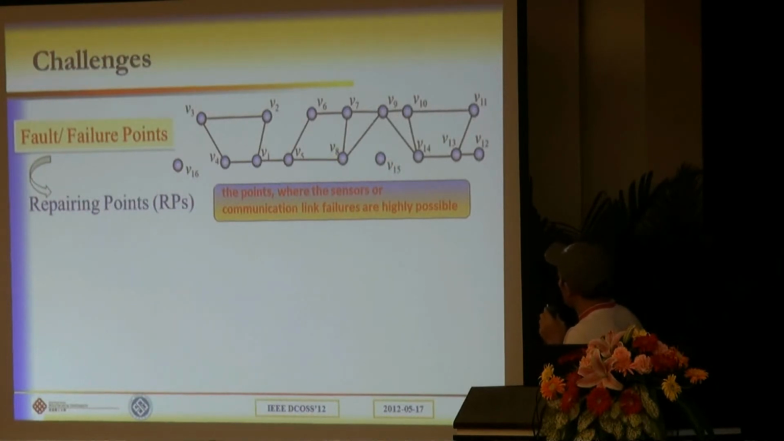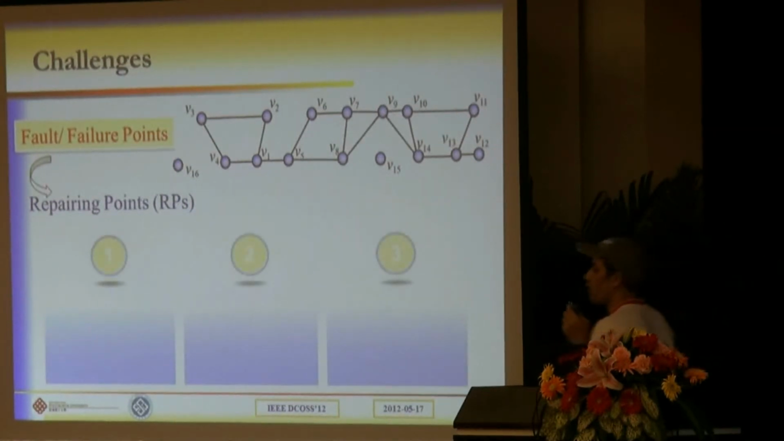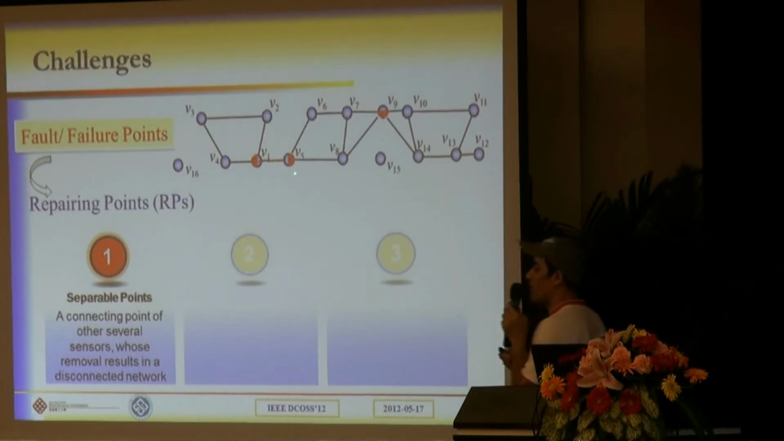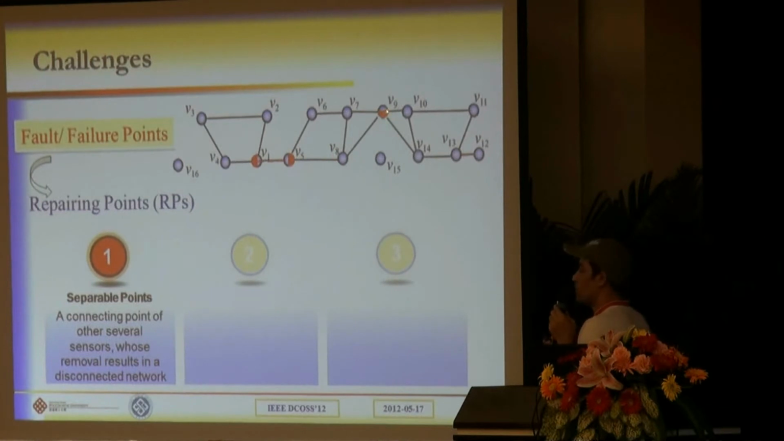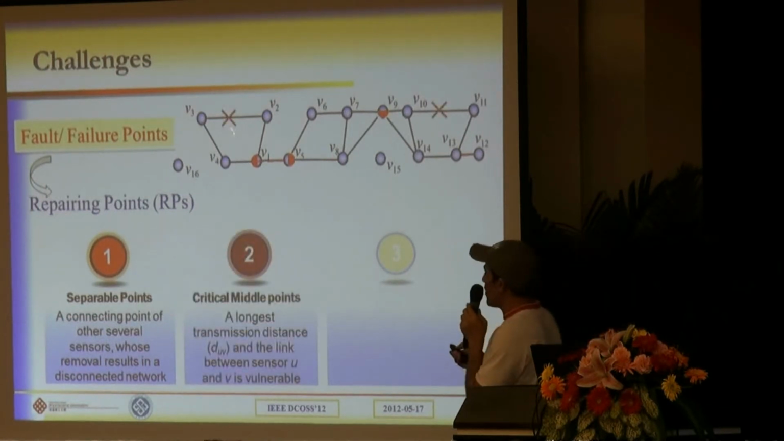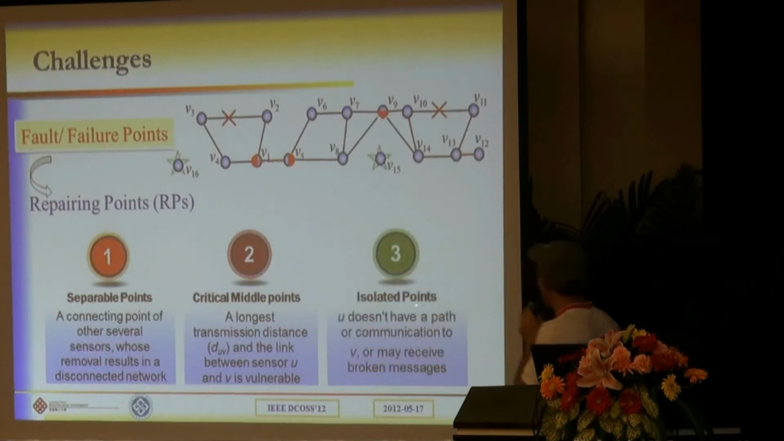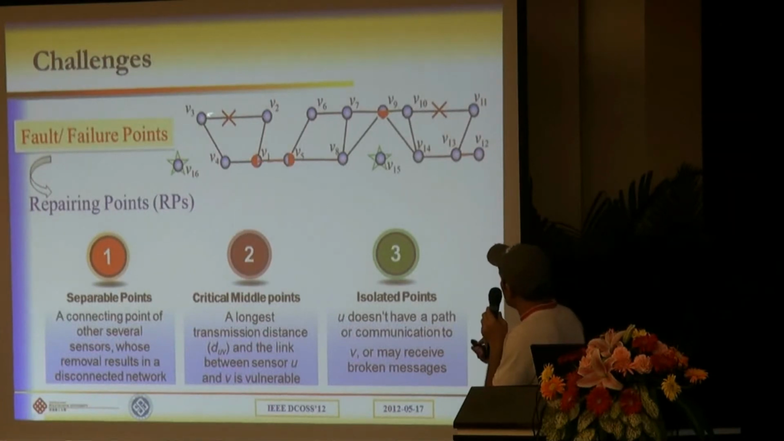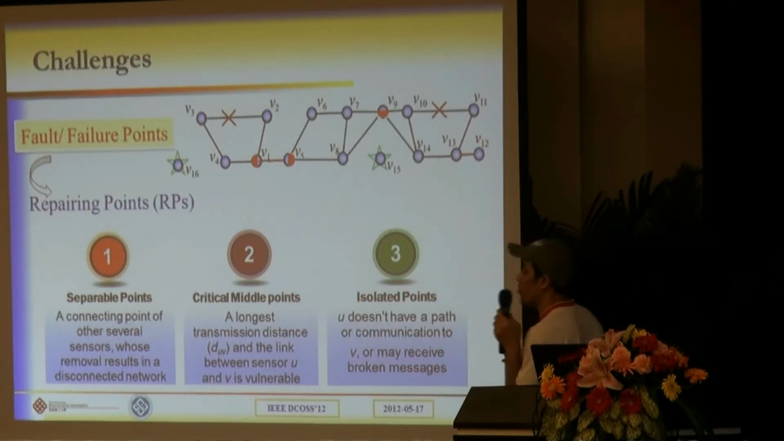Here, the points where a sensor or communication link failure is highly possible, there are three kinds we investigate. First, separable points. We can see here these two sensors, and there are many other sensors transporting their data through this way. If one of these sensors fails, the network is disconnected, and another sensor is the same way. The second is critical middle points, which have a very long communication distance. Another kind is isolated points. So we have three kinds of repairing points. If we repair these points, the network can monitor the SHM for a long time.